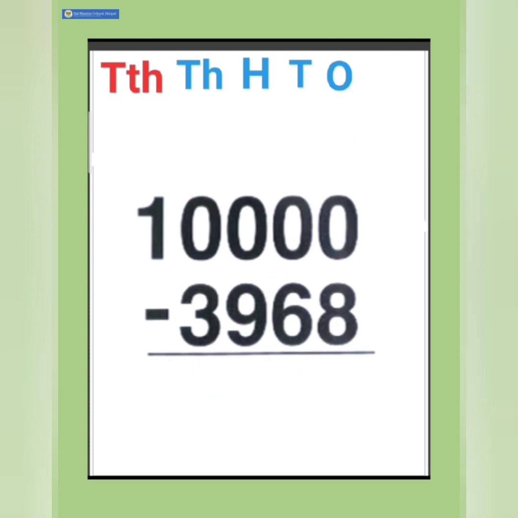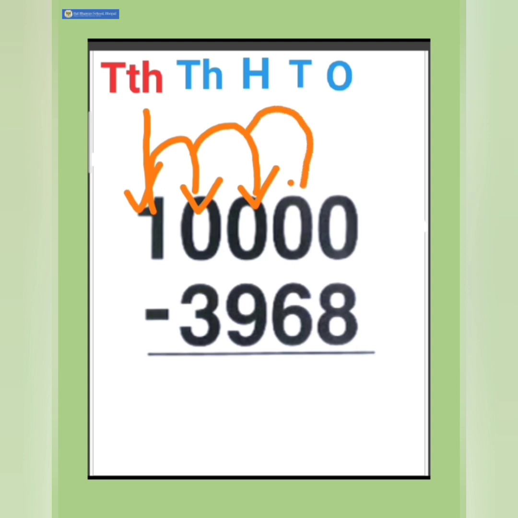Let us start borrowing from the 10,000s place. Which number is there at the 10,000s place, children? It is 1. So let us borrow from 1. 1 is going to increase the value of this 0. Then this will increase the value of this, and this will increase the value of this number, and finally of the ones place number. Let us see how.